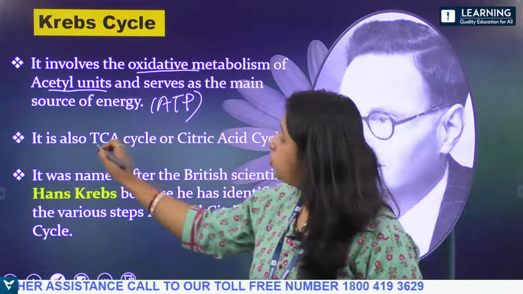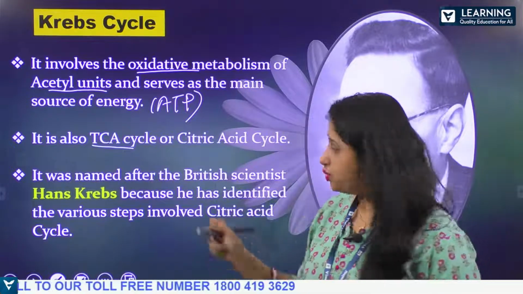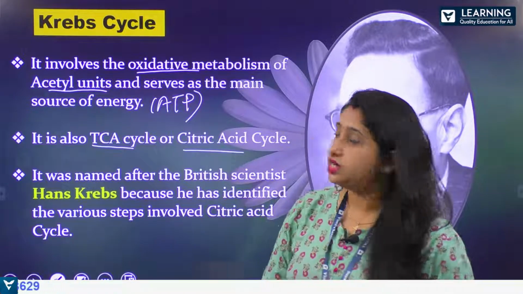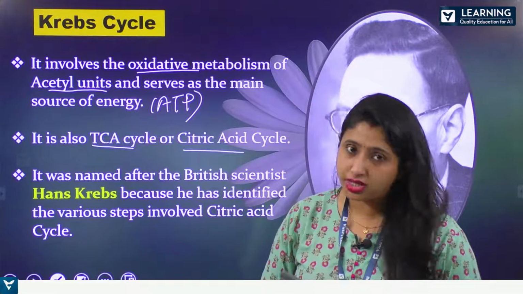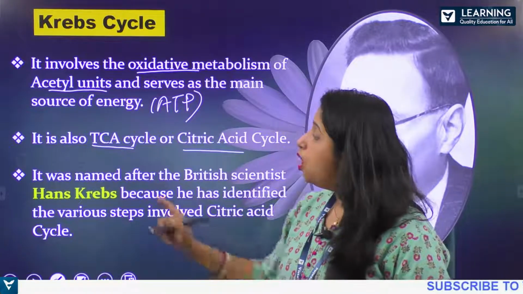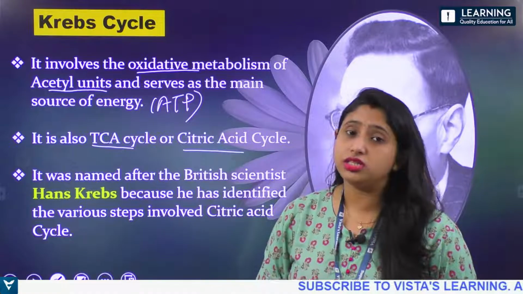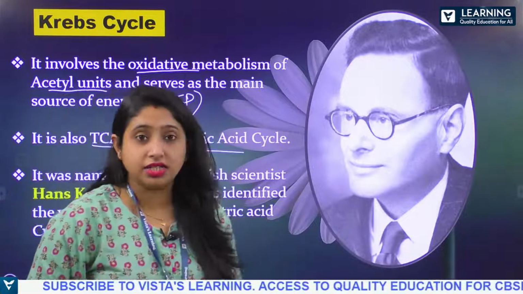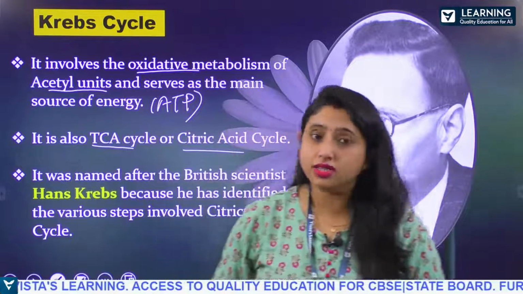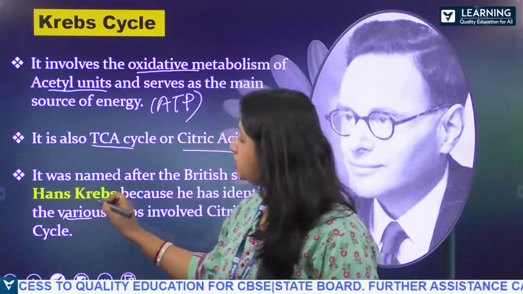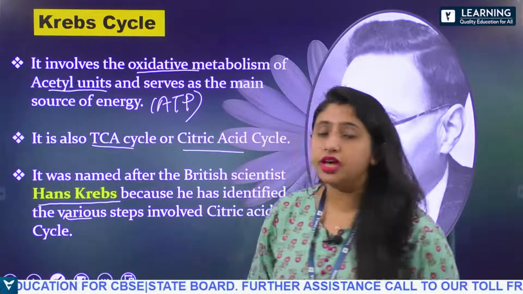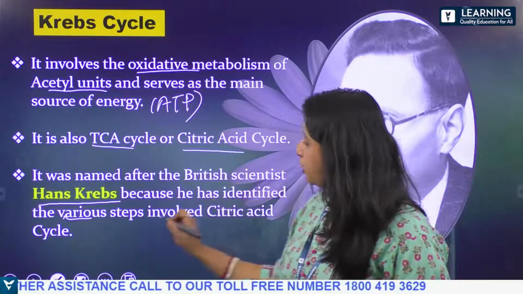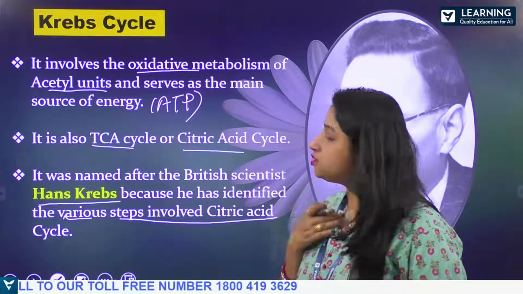Now it is also known as the TCA cycle or citric acid cycle. So what is the other name of the Krebs cycle? The other name of the Krebs cycle is the TCA cycle or citric acid cycle. Clear? Now, why is it known as the Krebs cycle? Because it is named after the scientist who discovered this cycle. His name was Hans Krebs, right? Because he identified the various steps involved in the citric acid cycle.